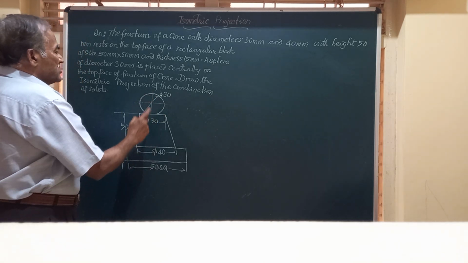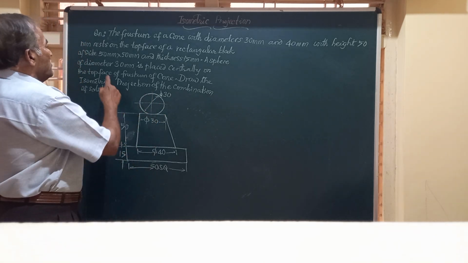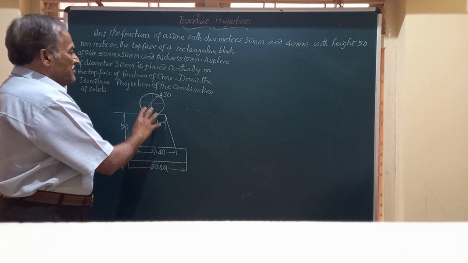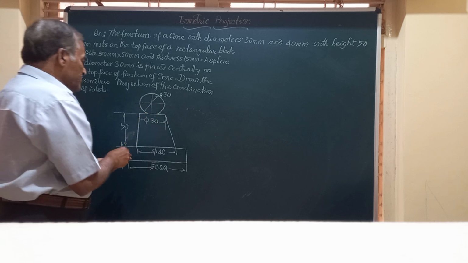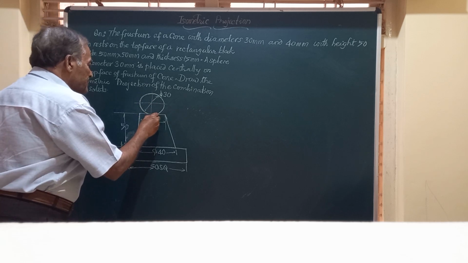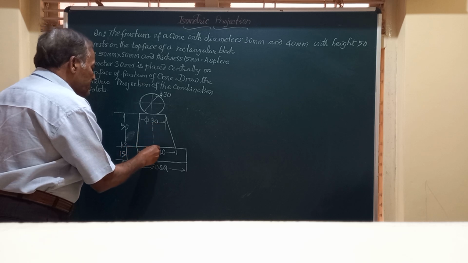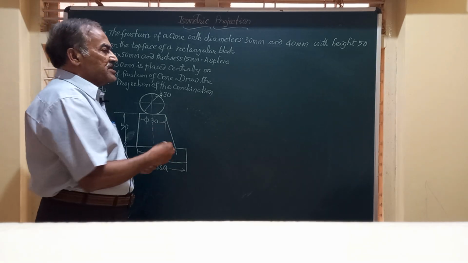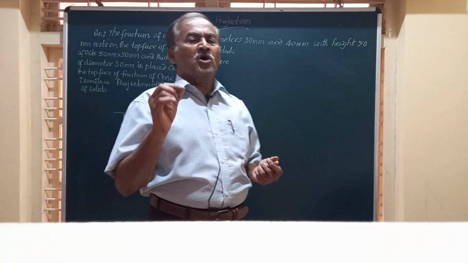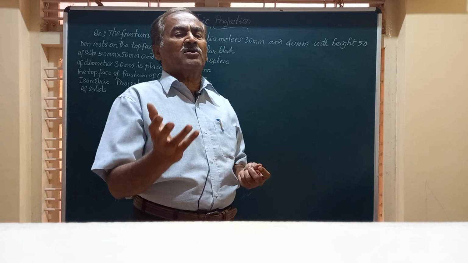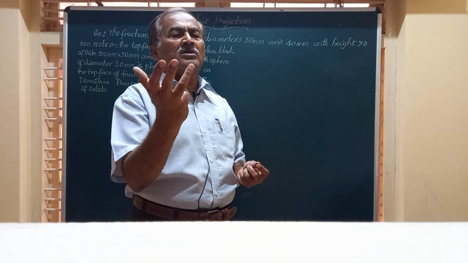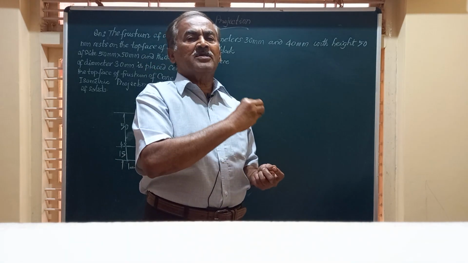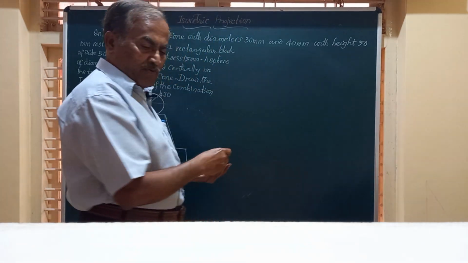And above this top surface of the frustum of cone, we have a sphere of diameter 30 placed centrally over that. That is to say, the axis of this and that of these all fall on the same line. So, in this basically we are going to learn how to draw the isometric projection of a square block, the frustum of a cone, and that of a sphere. So, all the three are there in this particular problem.